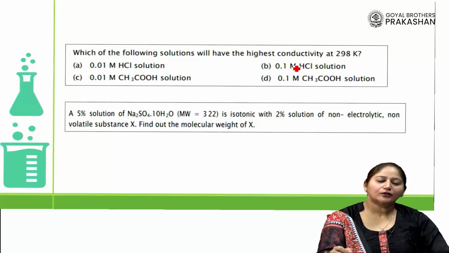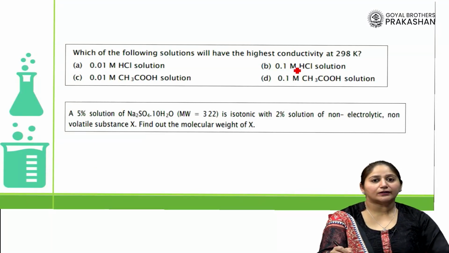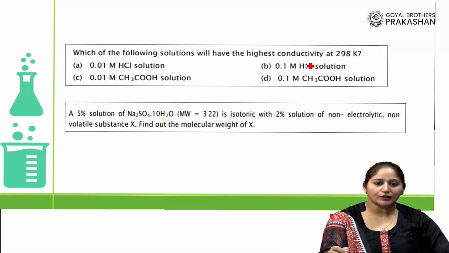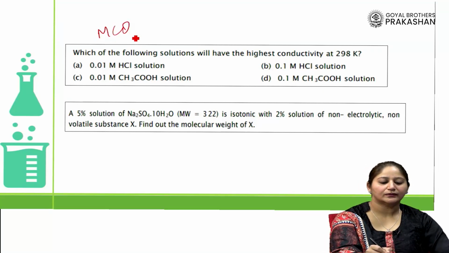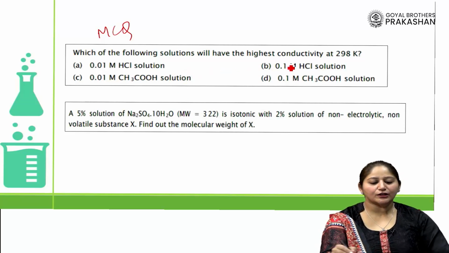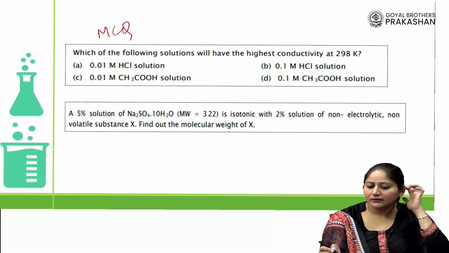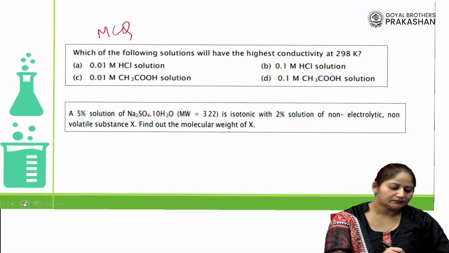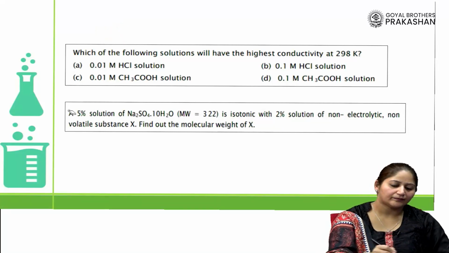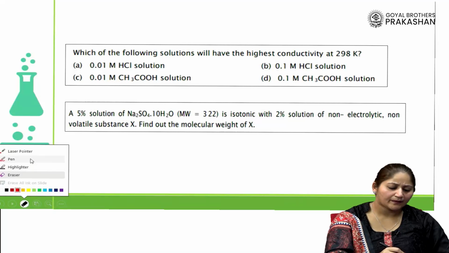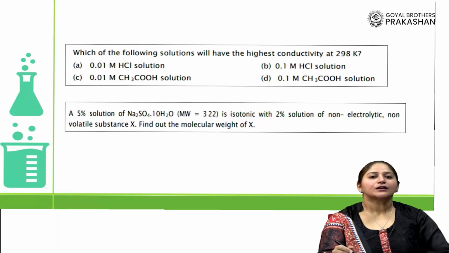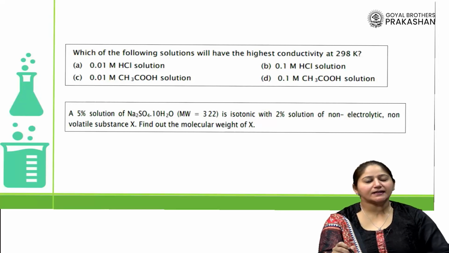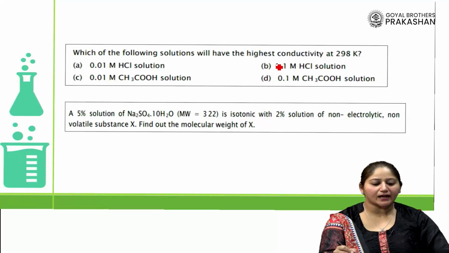Now when you look at the sample question paper which is released by CBSE, from solutions you will find this is an MCQ. Which of the following solutions would have higher conductivity? So when we talk about the CBSE sample paper, from the solutions there are MCQs given. There is one MCQ given for that.